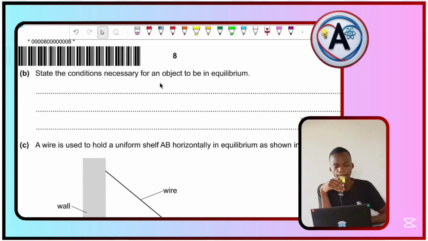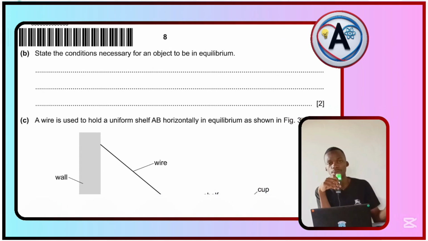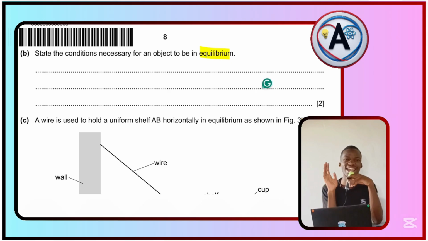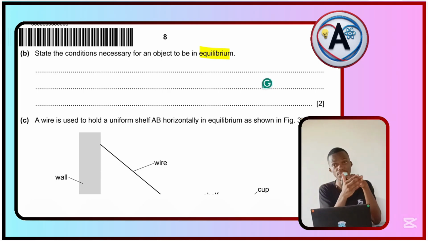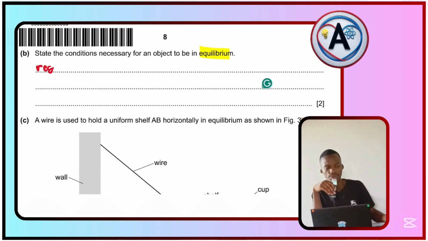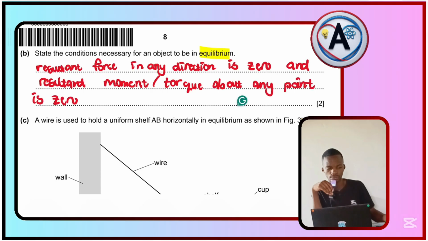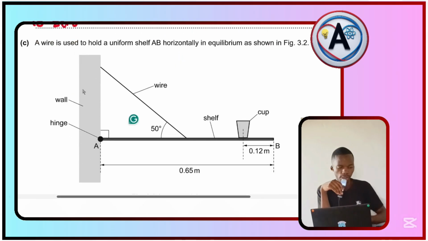Okay. State the conditions necessary for an object to be in equilibrium. For things to be in equilibrium, we have two conditions that must be met. The resultant force in any direction has to be 0, and the resultant moment or torque about any point has to be 0. So the thing shouldn't turn in any direction, and the object shouldn't experience a force in any direction as well. So we're going to put that in words, and that'll be it.